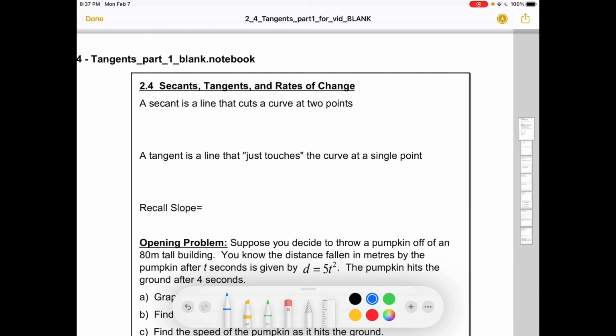Number one, we're going to think about what a secant is. So a secant is a line that touches a curve in two places. So there would be an example of a secant. It touches here and here. And secants give the average rate of change over an interval.